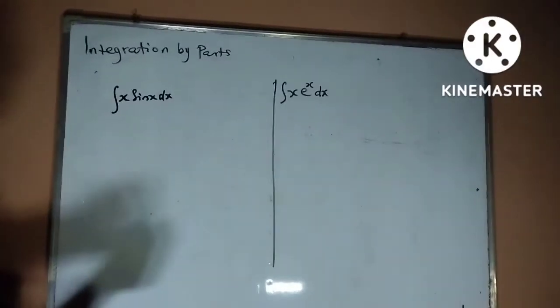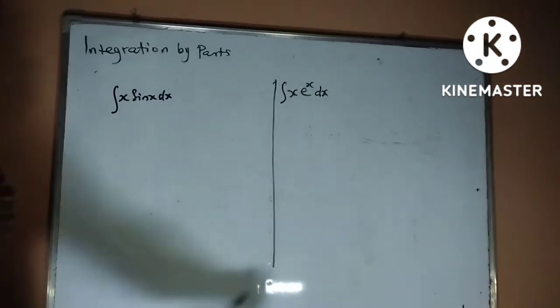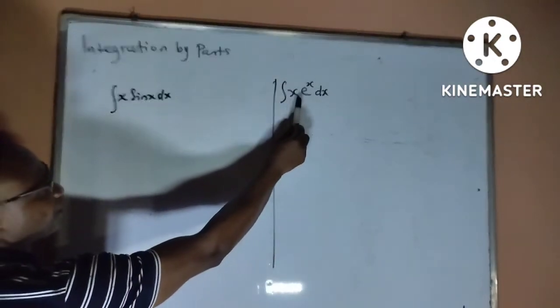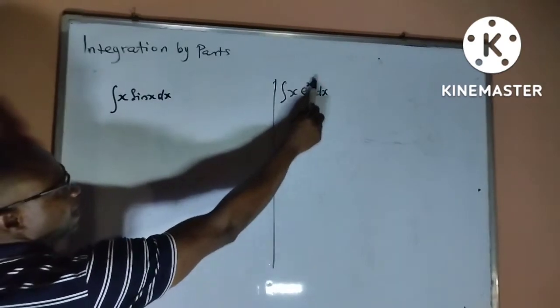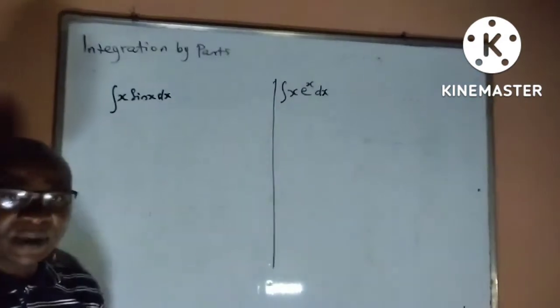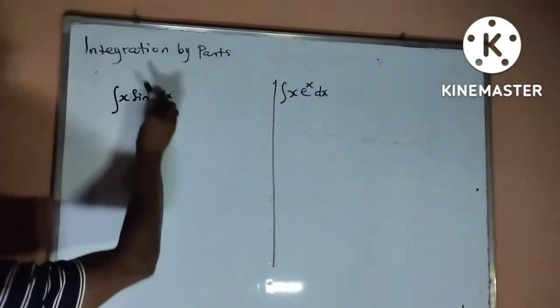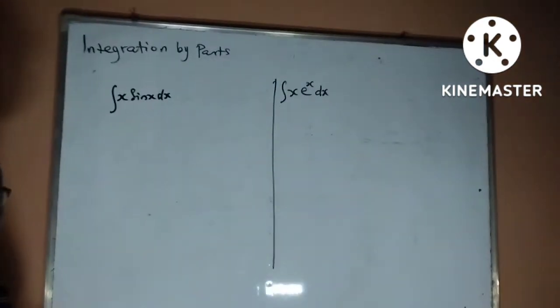The first one is the integral of x sine x dx. And the second one is the integral of x e raised to power x dx, that is, the exponential function raised to power x dx. We are going to use integration by parts.